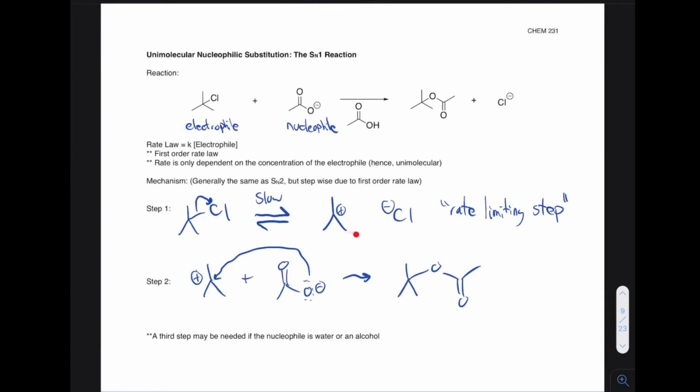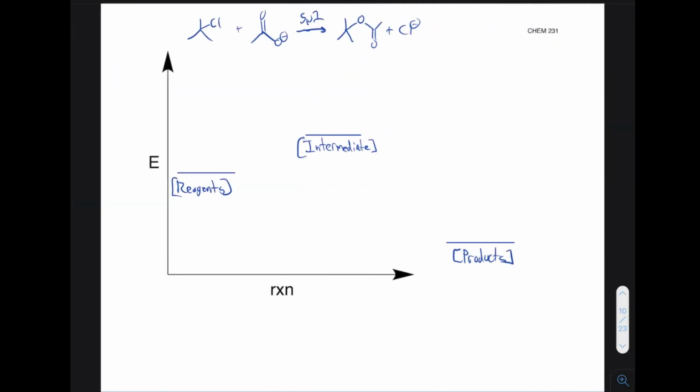But for SN1 reactions, typically just two steps, one where the leaving group leaves, and then the nucleophile attacks the now carbocation intermediate, which we discussed in detail in chapter 4. So looking at the energy diagram for this, it looks a little bit different than SN2 because there are now two steps instead of just one.